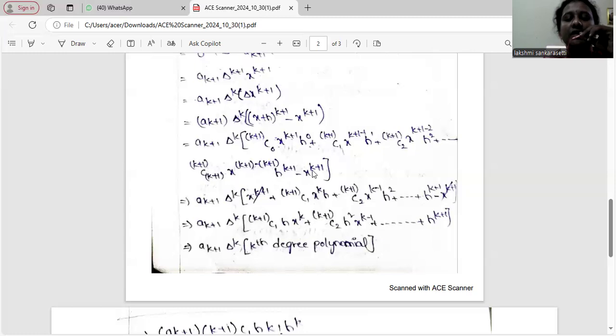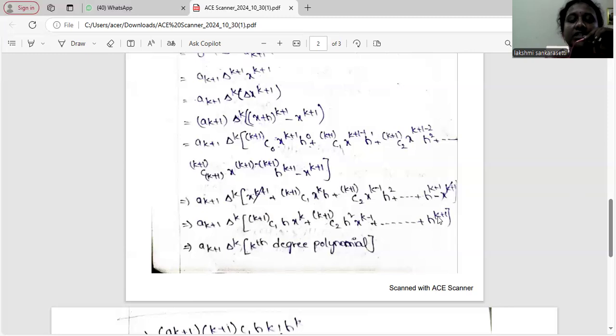h power k plus 1 remaining minus x power k plus 1. On cancelling the same terms having opposite signs, that are x power k plus 1 minus x power k plus 1, we will have the reduction as delta power k of k plus 1 c1 h into x power k. This k plus 1 c1 into h is entirely considered as a constant into x power k. This is the constant into x power k minus 1 and so on, plus h power k plus 1 is a constant. This is treated as a naught.